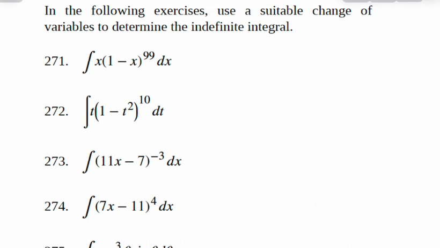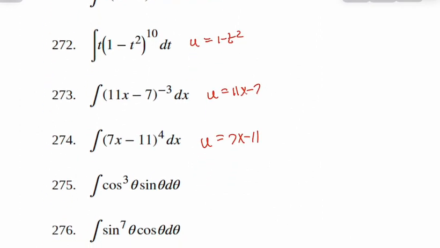For 271, we're going to let the u be 1 minus x. It's stuck in that 99th power. We don't want that there. What's the u going to be in 272? 1 minus t squared. What's the u going to be in 273? What's the u going to be in 274? 7x minus 11. Last one I'm going to give you. What's the u going to be there?